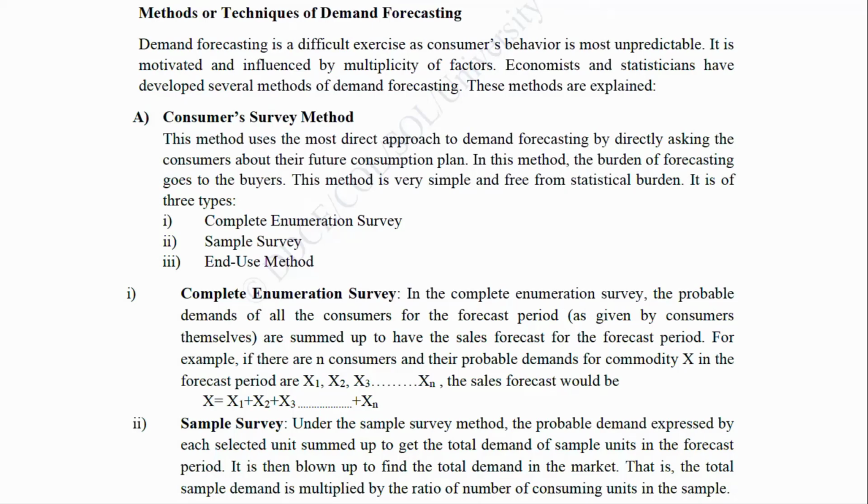First, complete enumeration survey. In the complete enumeration survey, the probable demands of all the consumers for the forecast period as given by consumers themselves are summed up to have the sales forecast for the forecast period. For example, if there are n consumers and their probable demands for commodity X in the forecast period are X1, X2, X3 and so on till Xn, the sales forecast would be X equals X1 plus X2 plus X3 and so on till Xn.